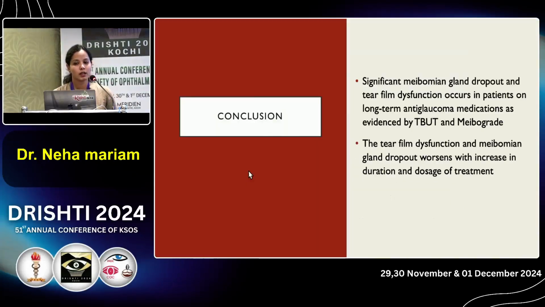Conclusion: significant meibomian gland dropout and tear film dysfunction occur in patients on long-term anti-glaucoma medication, as evidenced by tear breakup time and meibograde. The tear film dysfunction and meibomian gland dropout worsen with increase in duration and dosage of treatment.